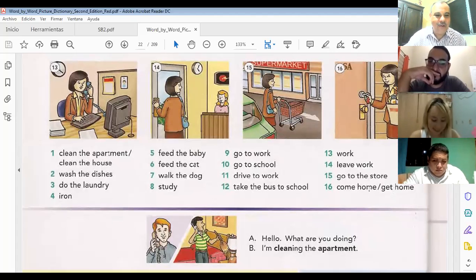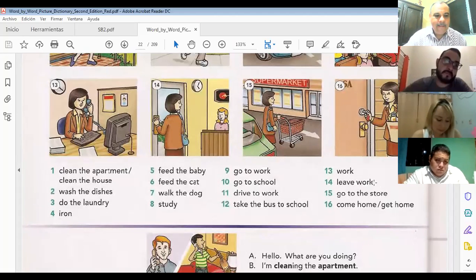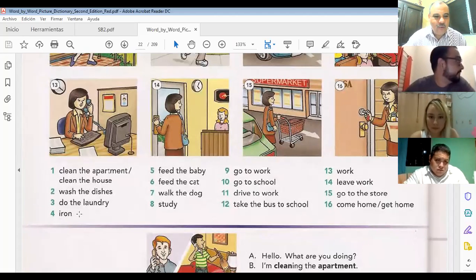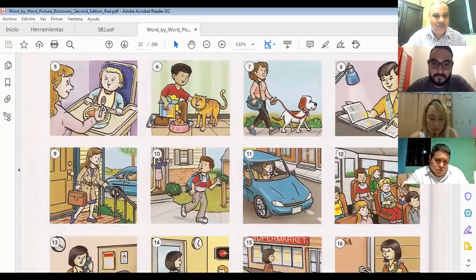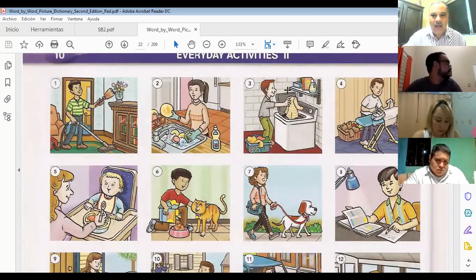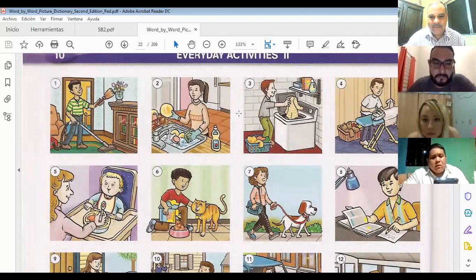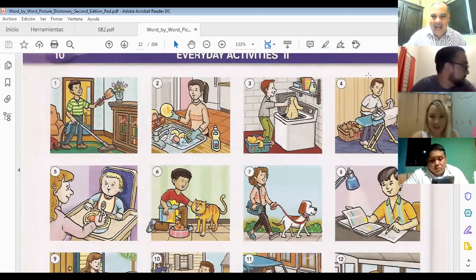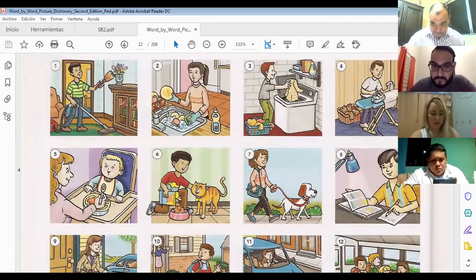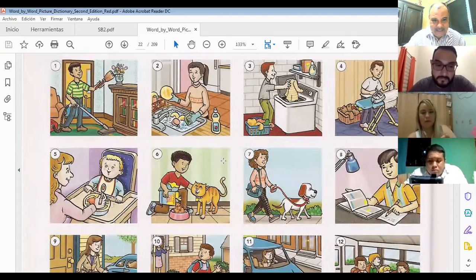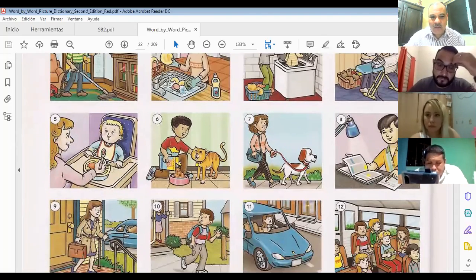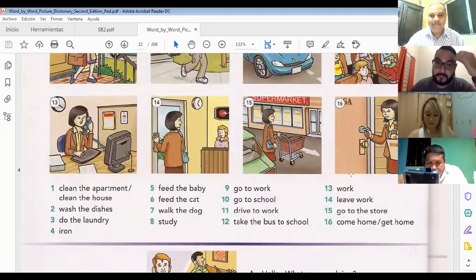Okay, very good. Thank you. No questions? Okay, do you know what is do the laundry? Do the laundry. And iron. Feed the baby, alimentar al niño. And feed the cat, alimentar al gato. Walk the dog. And the other ones are easy.